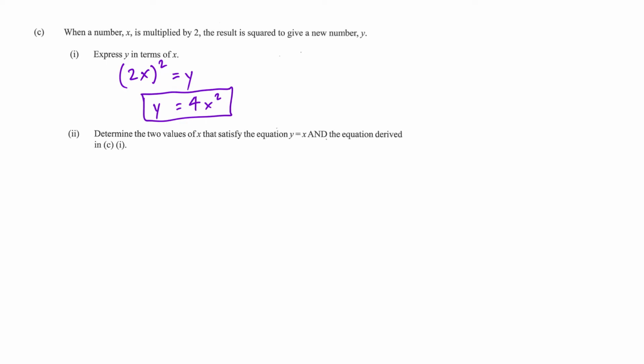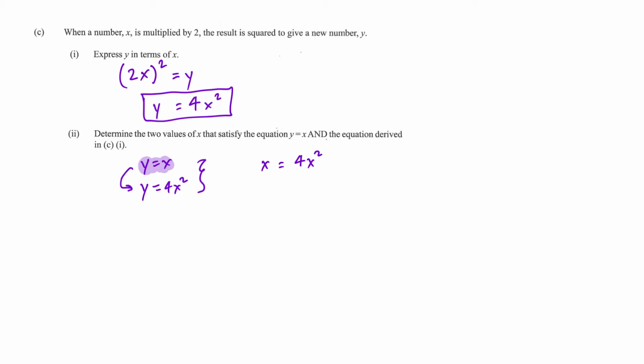In part 2 of this problem, we're asked to determine two values of x that satisfy the equation y equals x and the equation derived in part 1. So my two equations I want to solve are y equals x, and the equation from part 1, y equals 4x squared. So we want to solve this system of equations. To solve this system, I'm going to substitute y equals x into the second equation. So I can write this as x equals 4x squared.